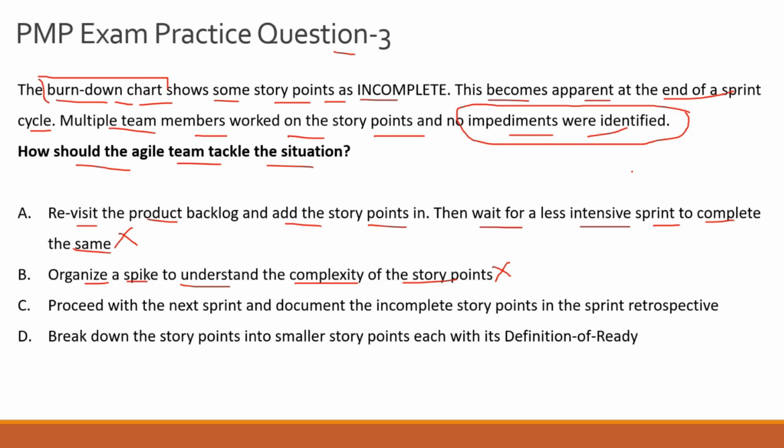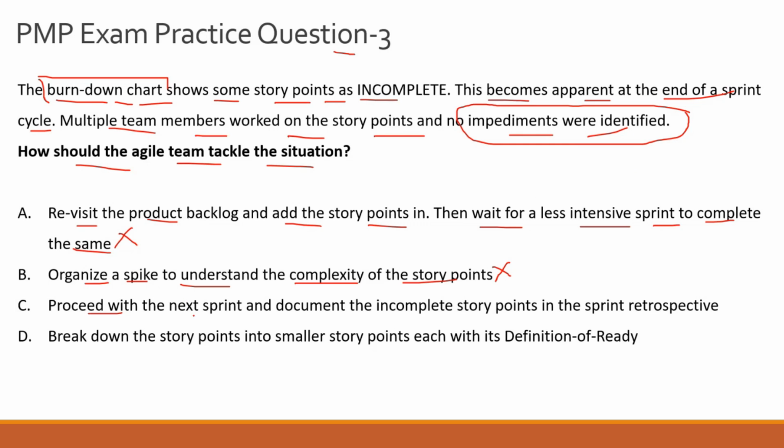And generally you do a spike on a story point which is typically very complex, and typically you are not able to break the story point down into manageable pieces, and that is why you organize a spike, which is a brainstorming session to break down a complex story point into multiple simple story points. So this is also incorrect here, because it has been mentioned in the question stem that there were no impediments or blockers or risks highlighted while the story points were being worked upon. So that is why option B is also incorrect.